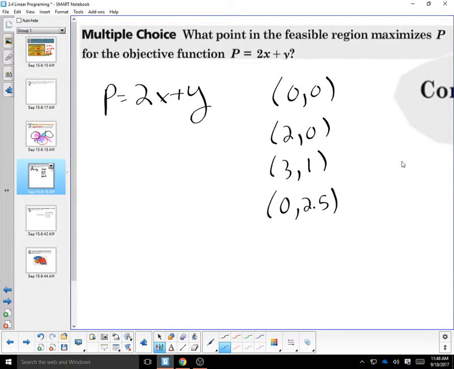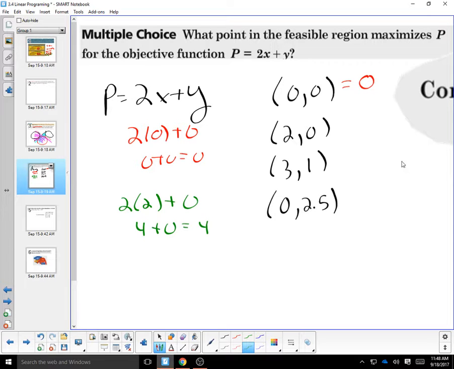So, here's what I'm going to do. I'm just going to plug them in. So, if this is 2 times 0 plus 0, that's going to give me 0, doesn't it? 0 plus 0 equals 0. So, this gives me a 0. If I plug in the next one, it's going to be 2 times 2 plus 0. 4 plus 0 equals 4. So this gives me a 4 there.